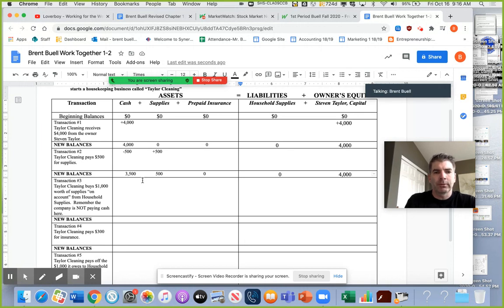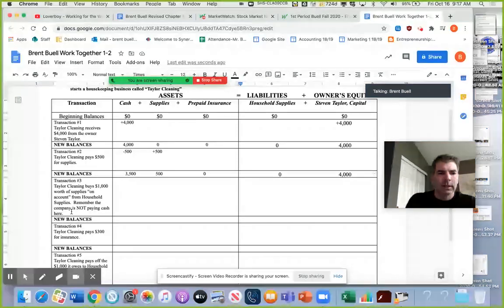Where'd you get the money for that $4,000 worth of stuff? And you say, I put the money in myself. And then the government's happy. Like, nobody's getting sued. Nobody's going to jail. We're good. Okay. 3. Taylor Cleaning buys $1,000 worth of supplies on account from household supplies.